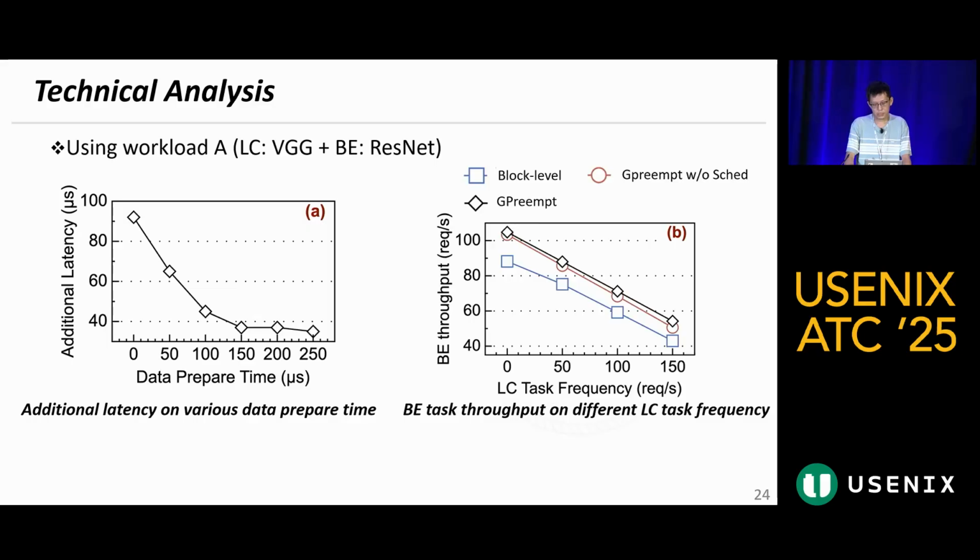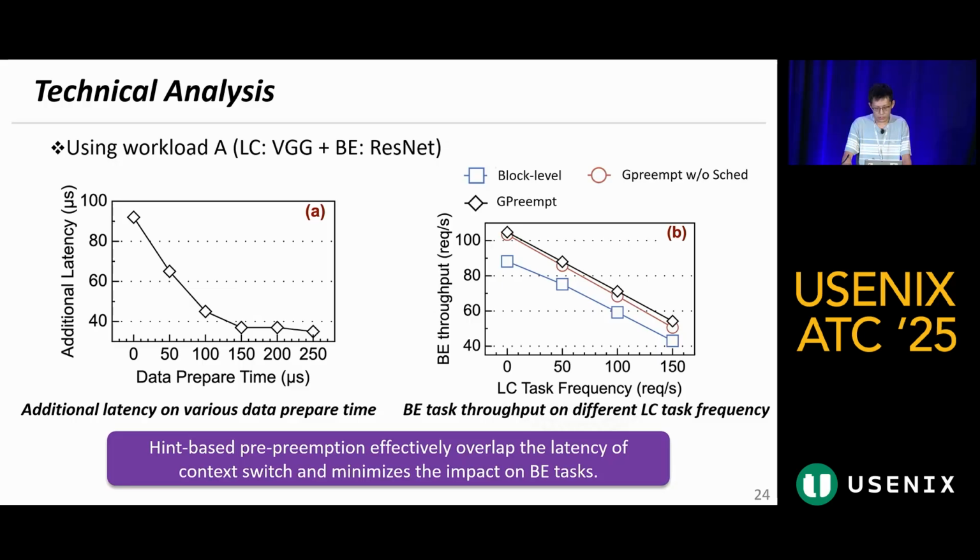We also change the frequency of LC tasks and compare the throughput of BE tasks. The throughput of BE tasks decreases as the frequency of LC tasks increases. However, overall, the throughput of GPREEMPT is higher than that of the weight-based preemption method. After adopting scheduled pre-preemption, the throughput of BE tasks is further improved.